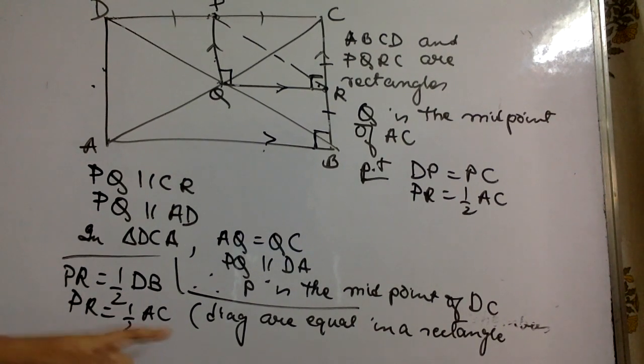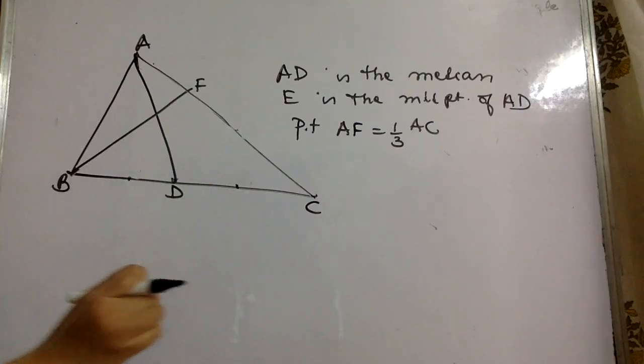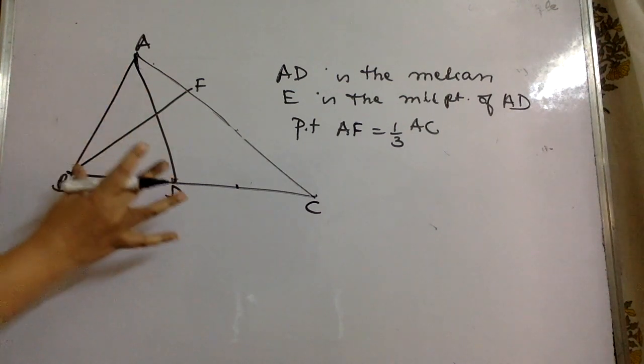So why is it equal to half of AC, and why is PR equal to half of DB? I hope you understood that, because of the midpoint theorem. Okay, direct midpoint. Now here is a sum which says in triangle ABC, AD is the median.